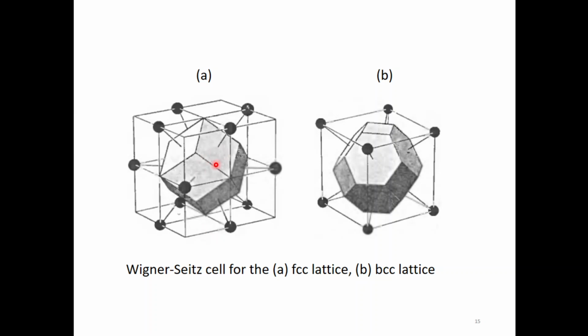These are the famous examples of the Wigner-Seitz cell. You can imagine it for an FCC structure, right? And you can imagine it for a BCC crystal structure, right? So this should look like that.